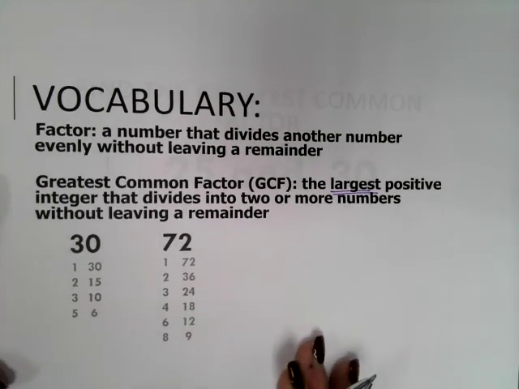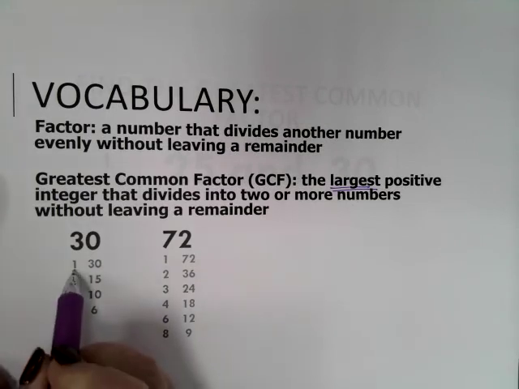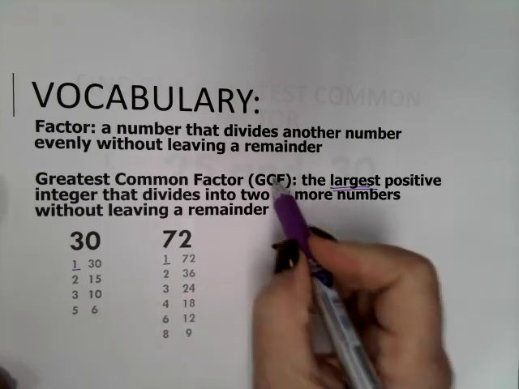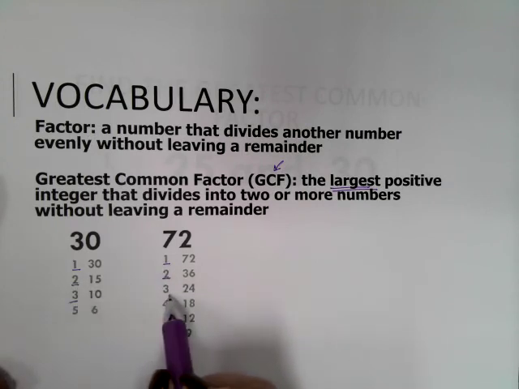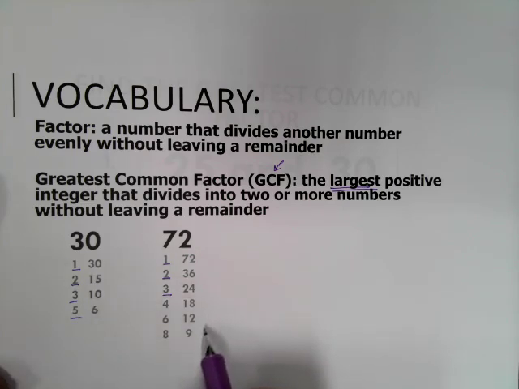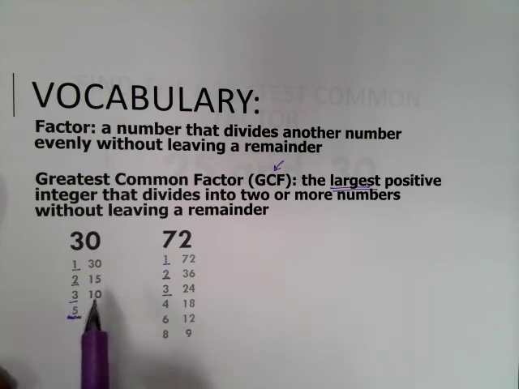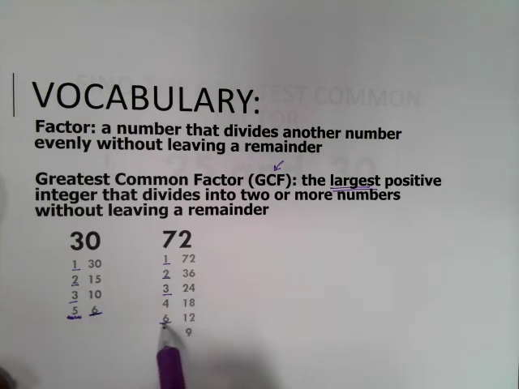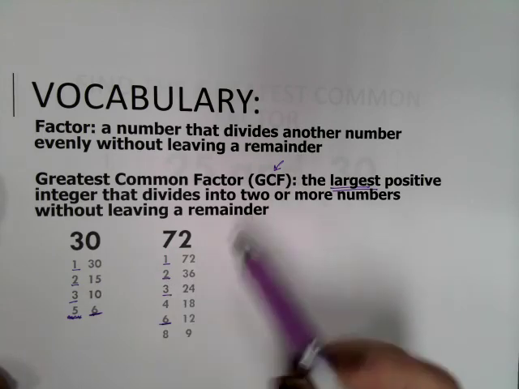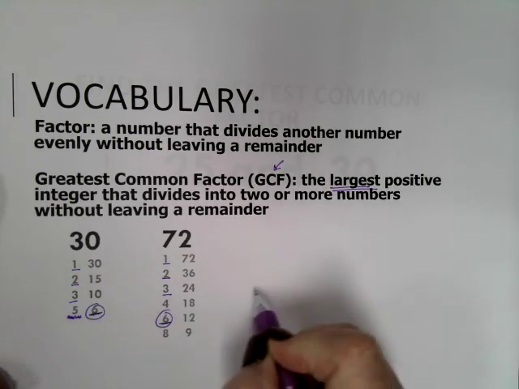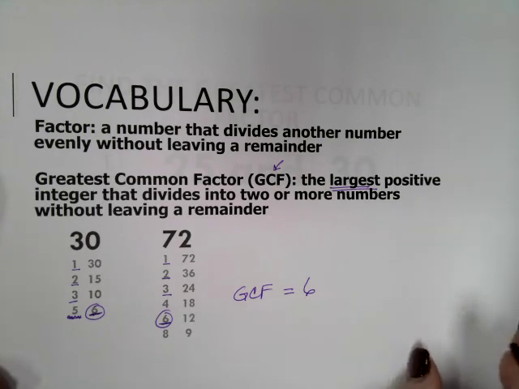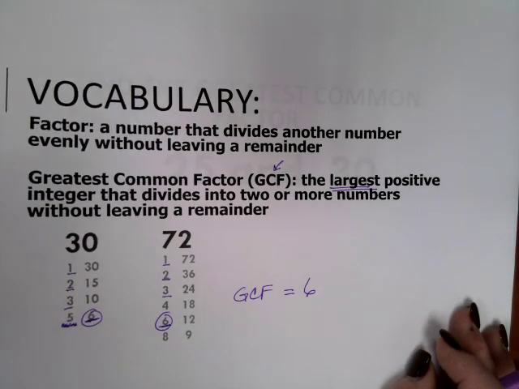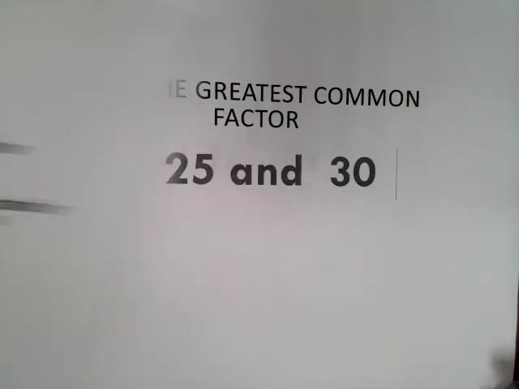Okay, so if I'm looking here at 30 and 72, 1 is a factor that they have in common. Greatest common means it's got to be alike. 2 is, 3 is, 5 is, no, 5's not over here on 72, just kidding. 30's not, 15's not, 10's not, but 6 is. 6 is the one I need. So which one's the biggest? 1, 2, 3, or 6? 6 is. So your greatest common factor is 6. I don't know that you have that on your notes anywhere, but that's just kind of an example.